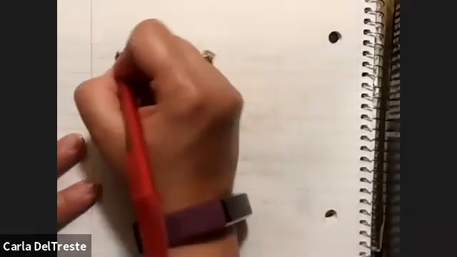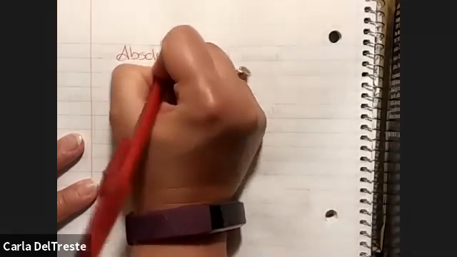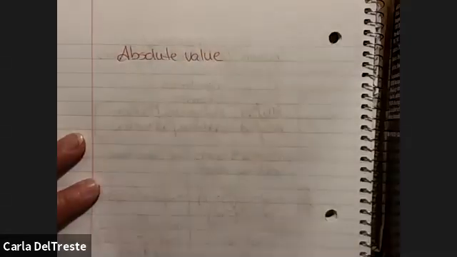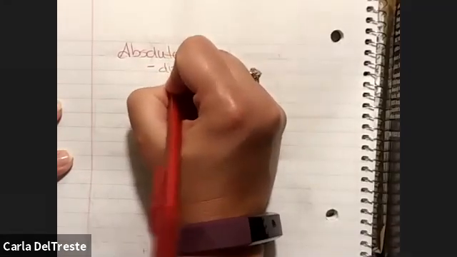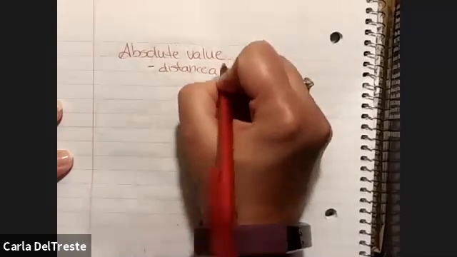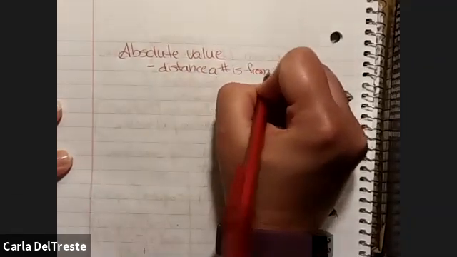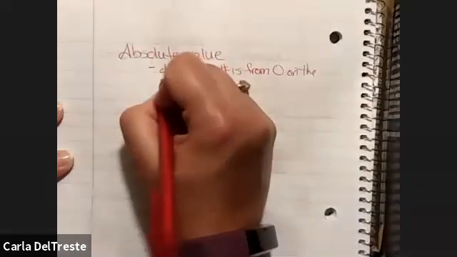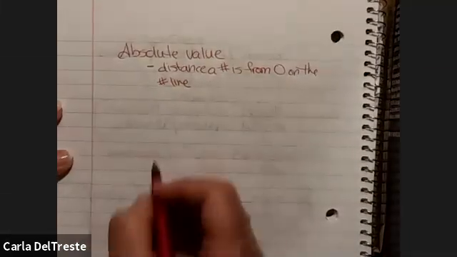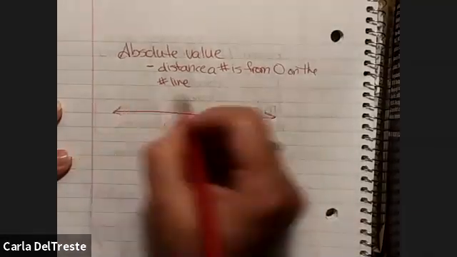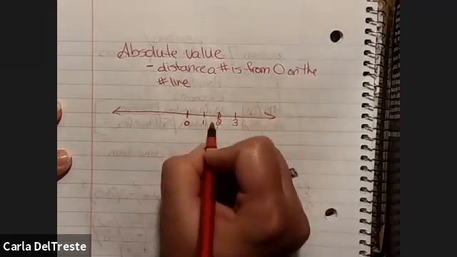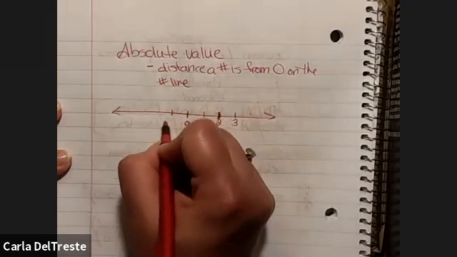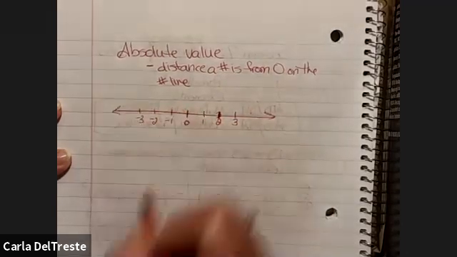Now let's take a look at a new function called absolute value. So first we need to know what absolute value means. The definition of absolute value is the distance a number is from 0 on the number line. So let me draw a number line. And we know we have that natural symmetry around 0. So 1, 2, 3 going to the positive side, and then -1, -2, -3. Okay?